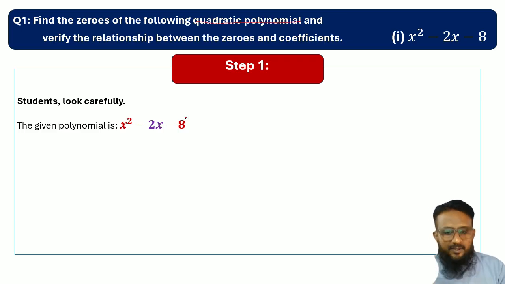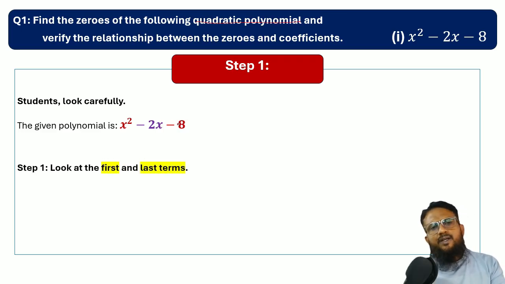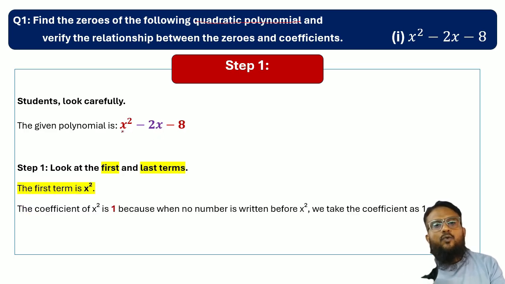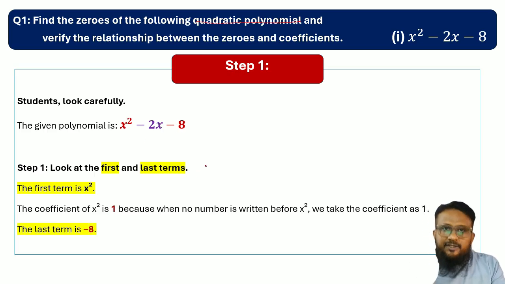Point number 1. Point number 2, look carefully at the first and the last term of this given polynomial. That is, x square is the first term and the last term is minus 8. Then what is the coefficient of x square? That is 1, because when no number is written before the x square, we take the coefficient as 1. So 1 is the coefficient of x square and the last term is minus 8.